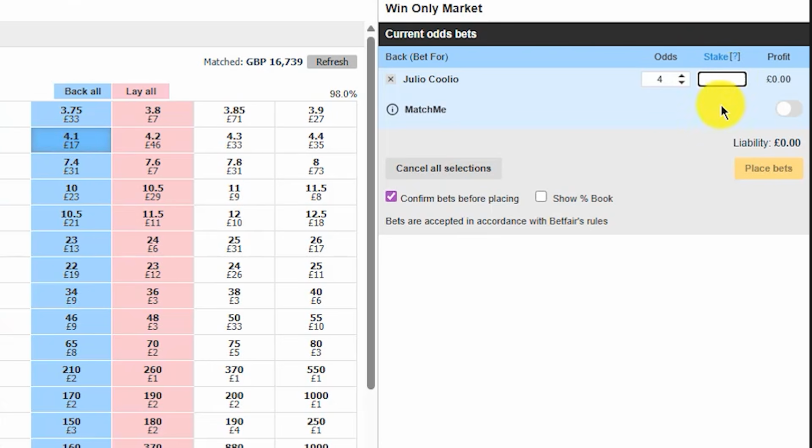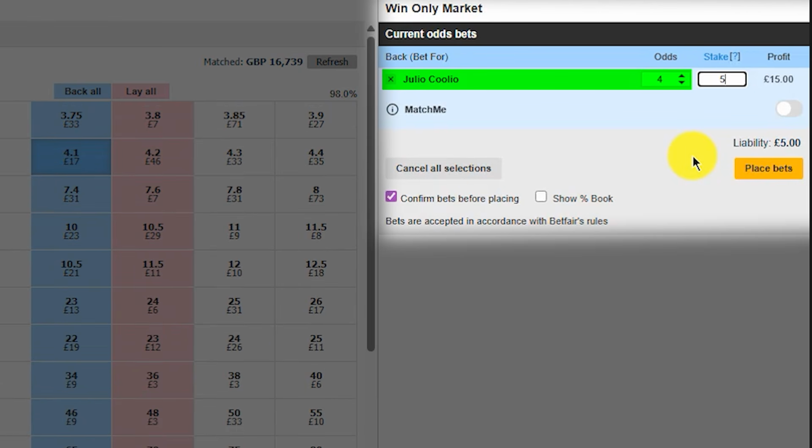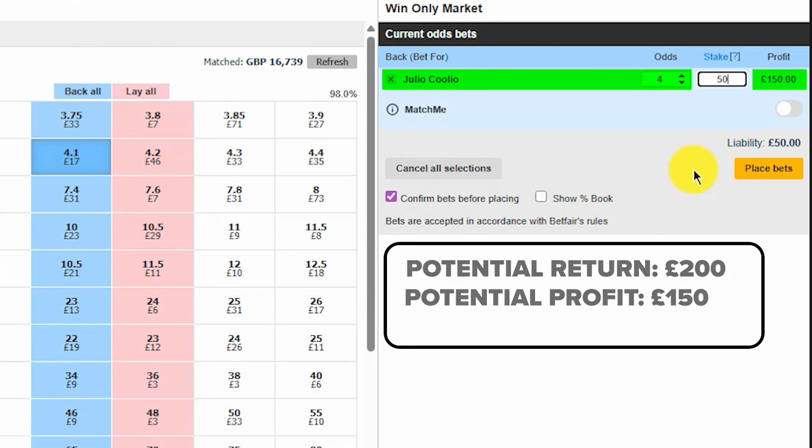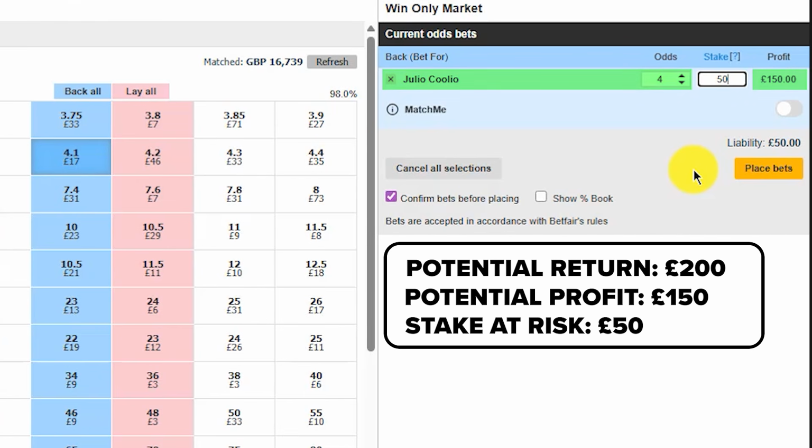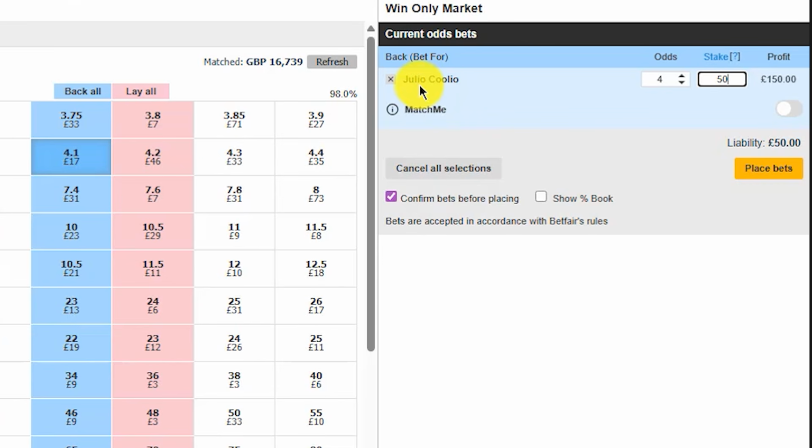Now, let's go back to my bet slip example. My back bet is on Giulio Coolio to win at odds of 4.0. If it wins, I make £150 profit because the total return is £200. If it loses, I lose my £50 stake. Simple. Now let's flip it around.